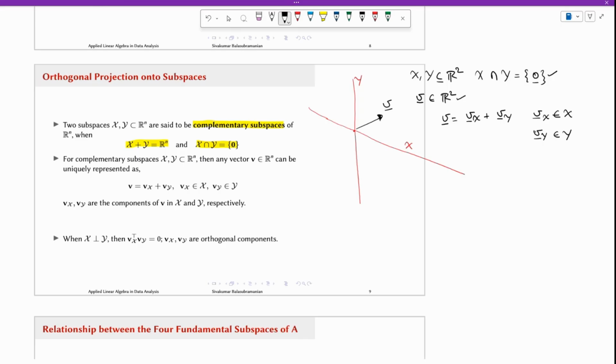These two vectors, Vx and Vy, are called the components of V: Vx is called the component of V in the subspace X, and Vy is called the component of V in Y. Okay? That means if you have two complementary subspaces, and if you give me any vector, I can write it as a sum of a component from each of the two complementary subspaces. Okay?